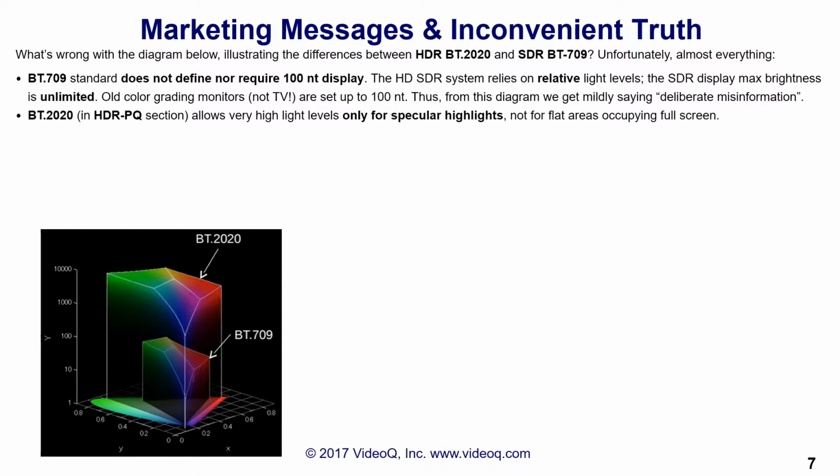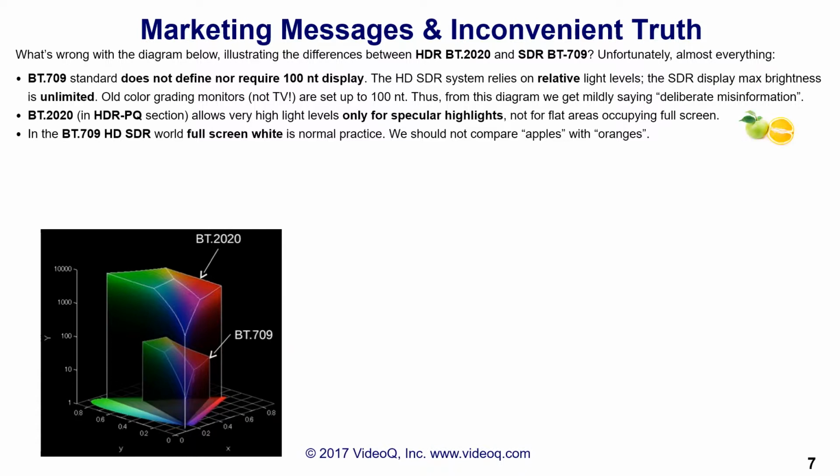The BT.2020 PQ format allows high light levels, but only for specular highlights, not for flat areas or occupying the full screen. In SDR, full screen white is normal. So this is an unfair comparison of apples and oranges.